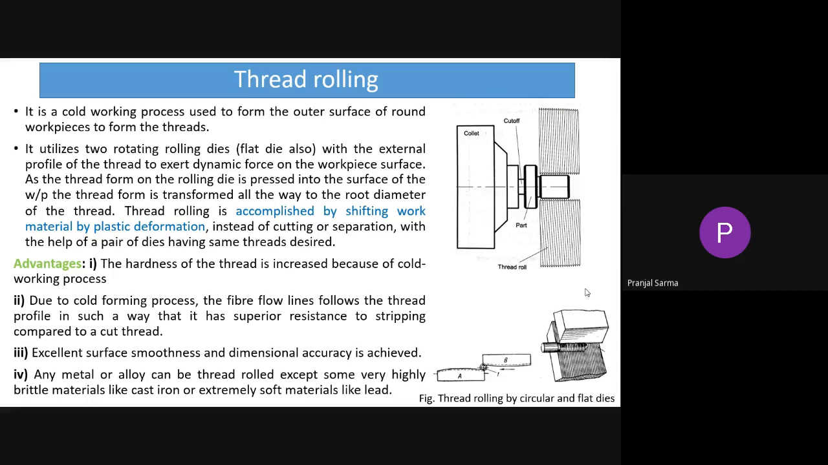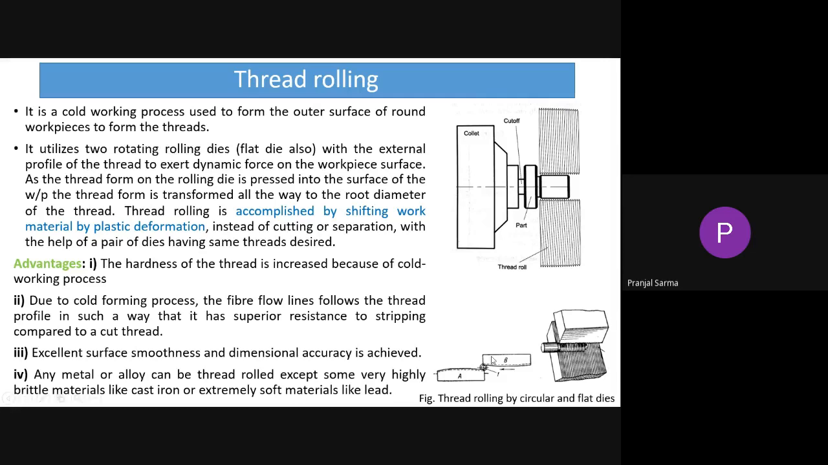At the hill location, you can consider that we are giving a very high compressive stress, and the work material is shifted by plastic deformation. Ultimately, whatever shape we get will remain on the workpiece, and that shape profile is nothing but the thread profile that we have obtained. That is how we go for the thread rolling operation.